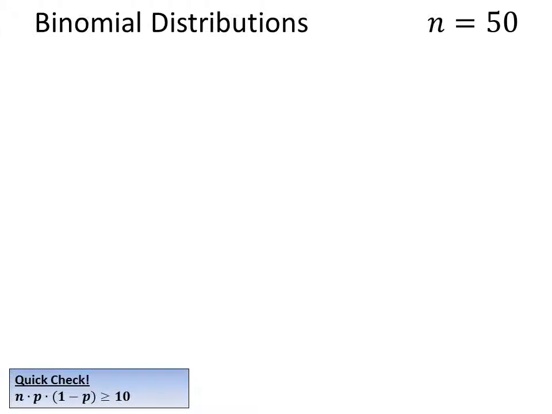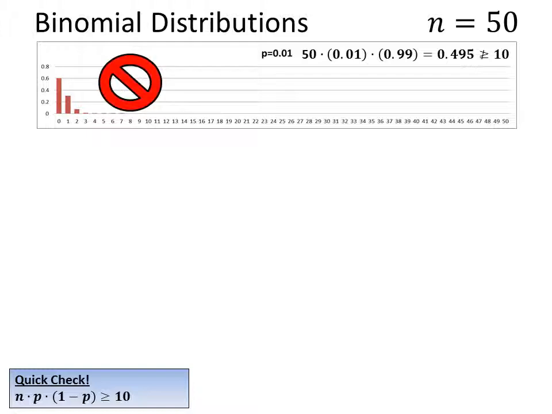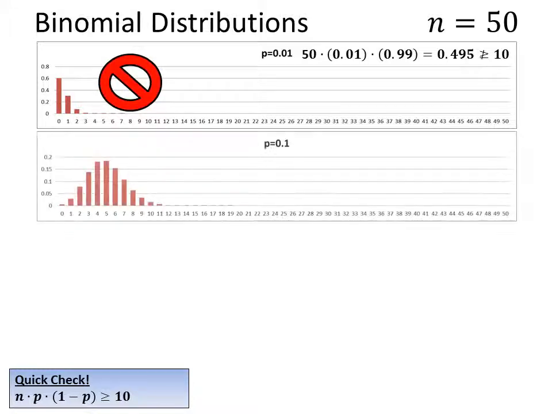Let's look and see what happens if we have samples of size 50. We're also going to include this quick check to see if these things are greater than or equal to 10. Here, if we let p be equal to 0.01, then our computation is 50 times 0.01 times 0.99, and that's equal to 0.495, which is certainly not greater than or equal to 10. Of course, as we can see, this is definitely not a normal looking distribution. So we shouldn't use the normal distribution here.